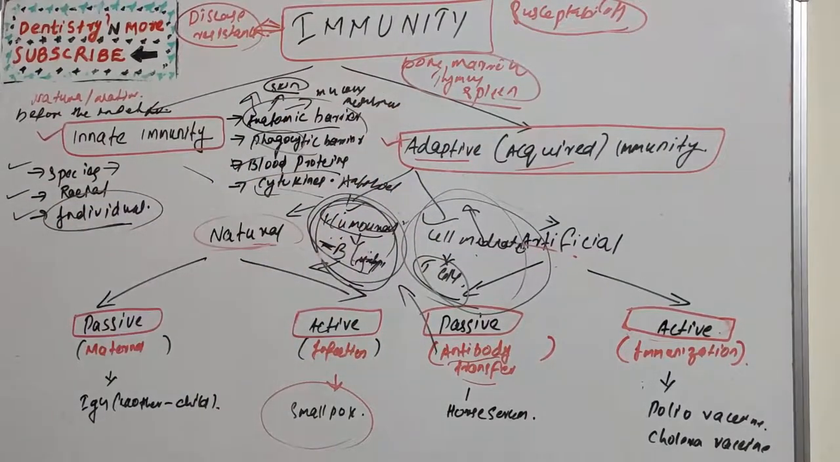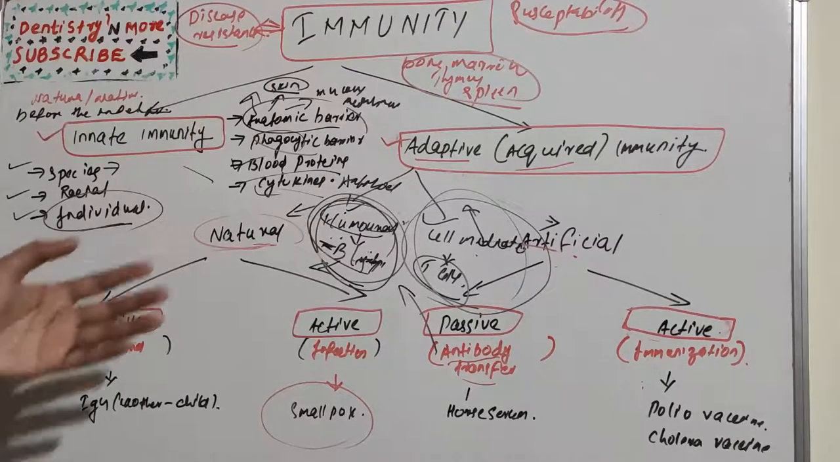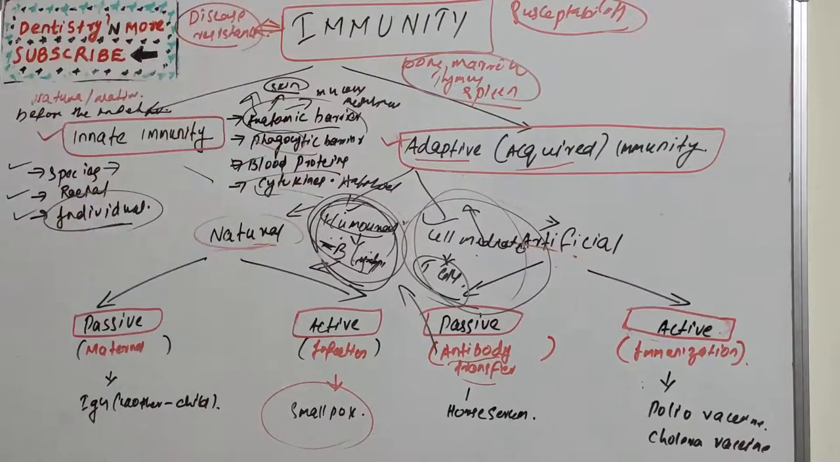It's a very common question in microbiology. You could expect humoral immunity or cell mediated immunity, or you could expect innate immunity or adaptive, or any individual type of immunity. So that's all about immunity.